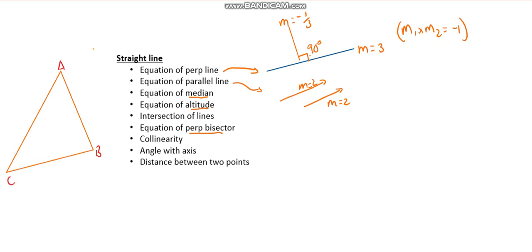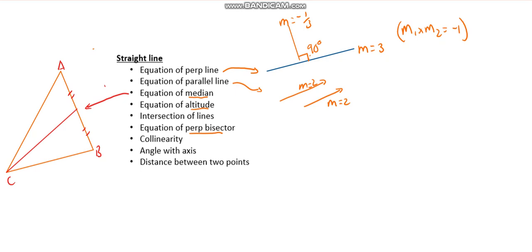So the median cuts something in half. If I was looking for the median from C, my line is going to cut AB in half. The median from C might do something like this. Yeah, absolutely, it cuts that in half. Notice it doesn't have to make a 90-degree angle.